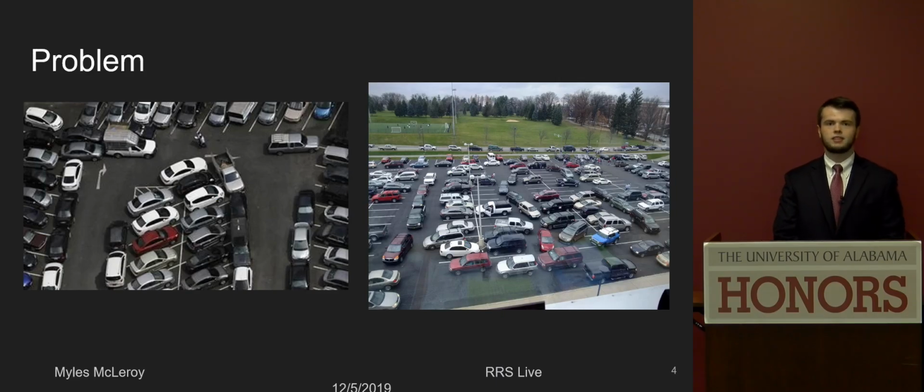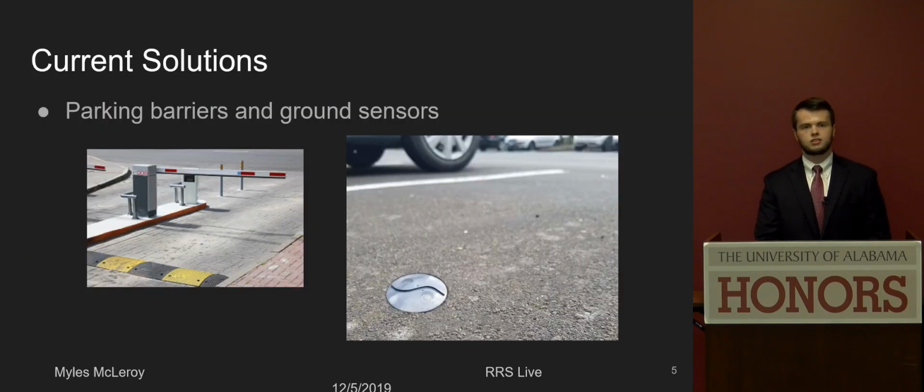The problem we're facing with parking lots right now is that they can get really crowded if we don't have some management system in place. If you look at the two images, there are available spaces, but some people are parked illegally or parked crooked, and it's hard to really manage that kind of parking lot if you just allow people to freely drive in and out. So the current solutions to these problems are parking barriers and ground sensors.